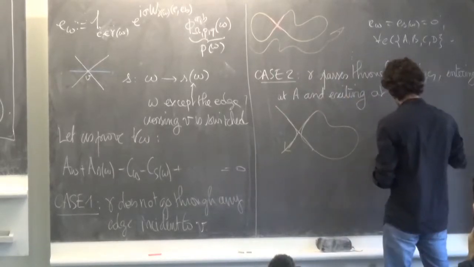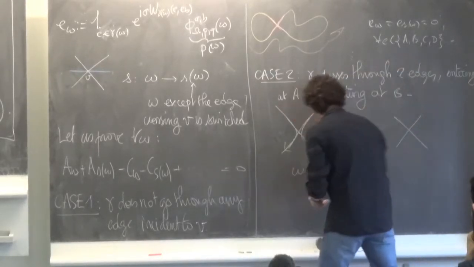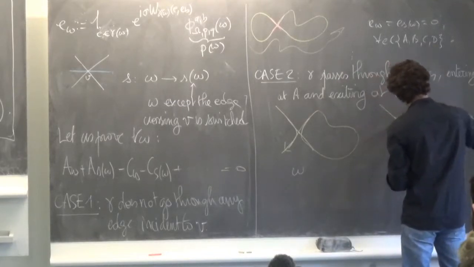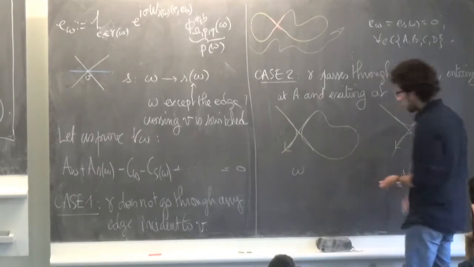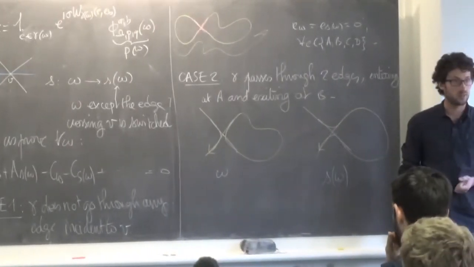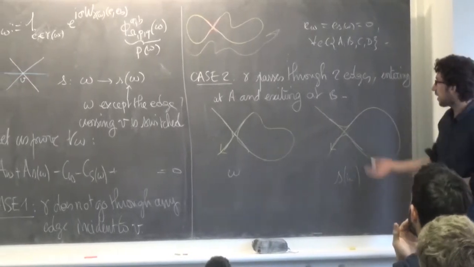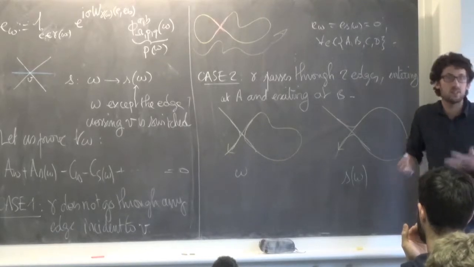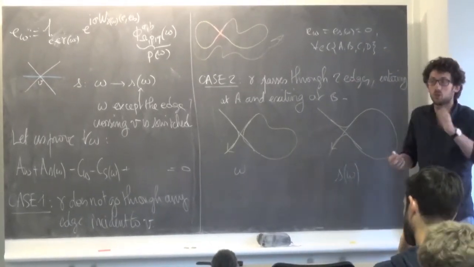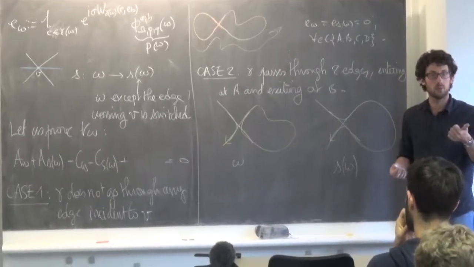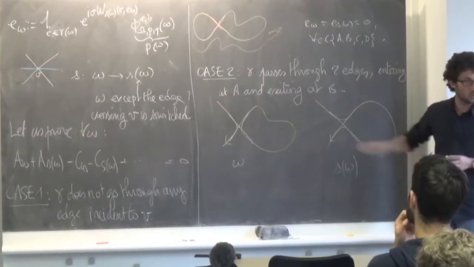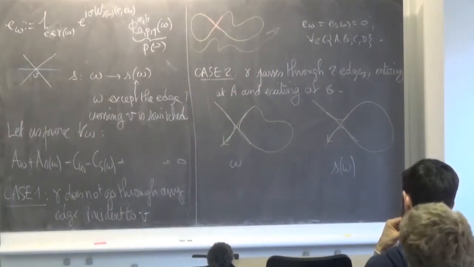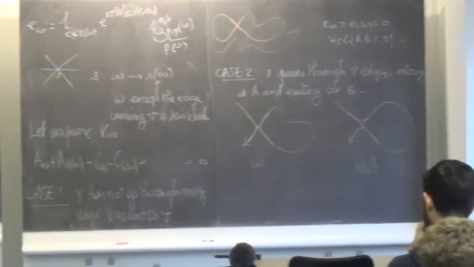So notice that this is omega. In S of omega, in this case, I'm going to see that the exploration path goes through the 4 edges in this context. And therefore, case 3 is simply when gamma goes through 4 edges, but this is the same as case 2, because it's just switching the role of omega and S of omega. So in fact, this is the only case we need to treat. In this case, we need to see that the sum of the contributions is 0.